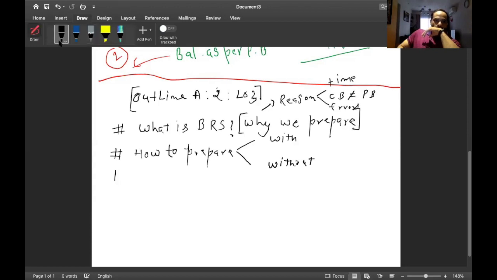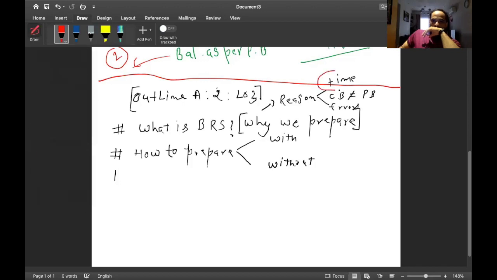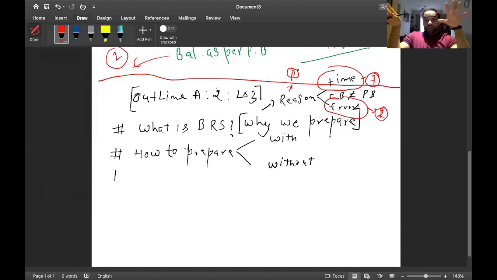So these two are the reasons. Make sure you don't forget to explain. I guess maybe 7 transactions are here, and I guess 2 transactions are here. So in total we have nine reasons. All right, so we have around 9 reasons to explain why the balance of cash book and passbook is not equal. Right, so make sure you explain it here.